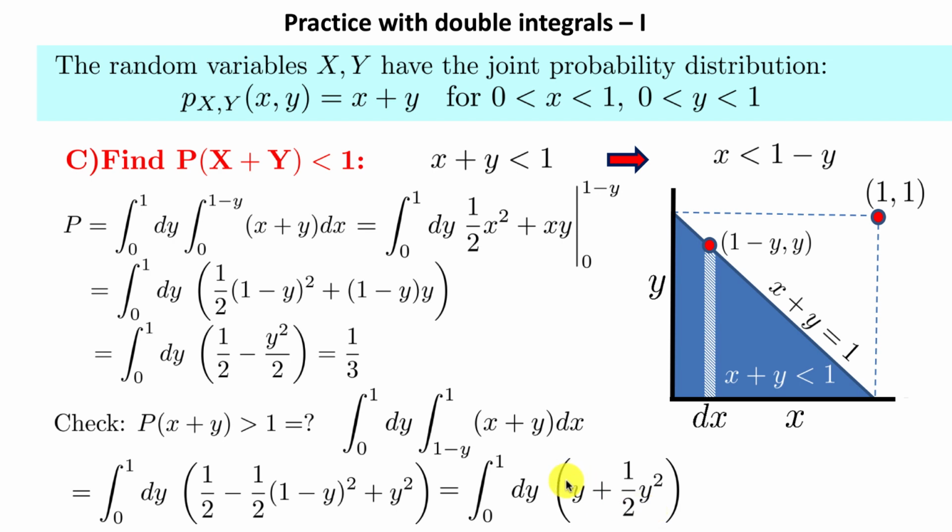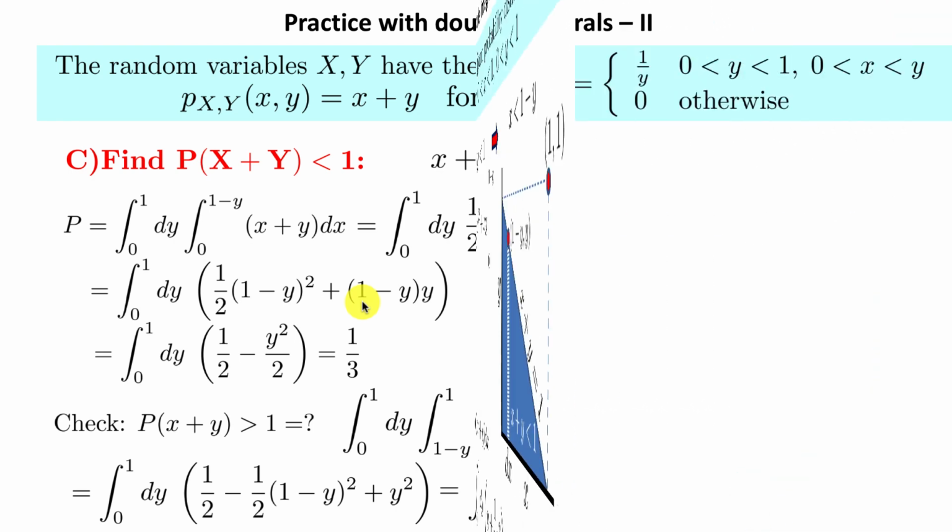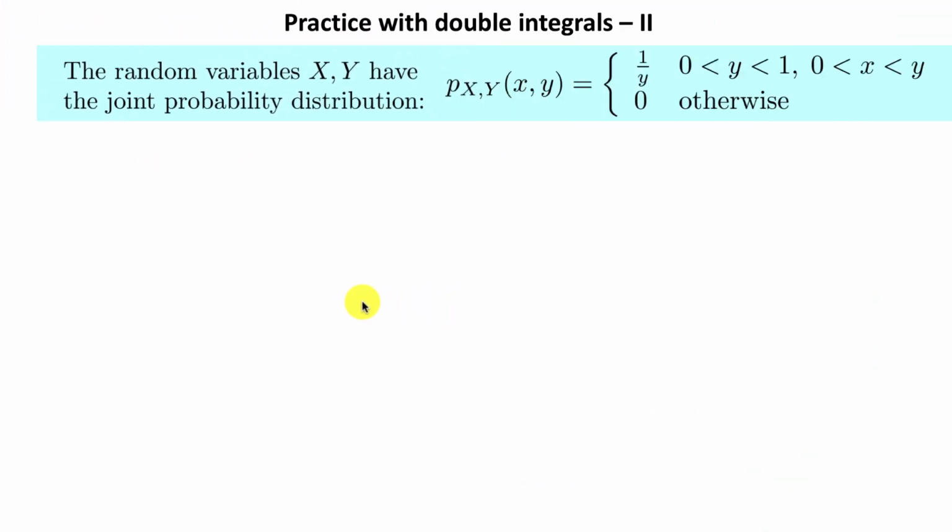If you integrate y between 0 and 1, you get half. If you integrate y squared between 0 and 1, you get 1/3. So that's half plus 1/6, which is equal to 2/3. And so, indeed, 2/3 plus 1/3 is equal to 1, as it should be. Let's take a second example.